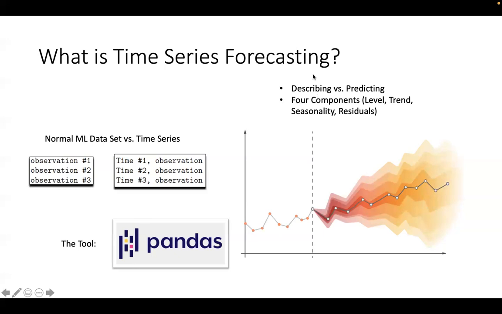Next, I want to lose one word about this difference here, describing versus predicting. Time series forecasting, as the name suggests, is concerned with predicting, whereas describing would be time series analysis. So we are not concerned with describing what's happening here. We are concerned with what's going on in the future. And lastly, for this slide, I want to point out that there are 4 components to each time series.